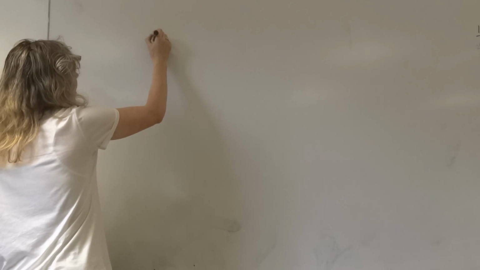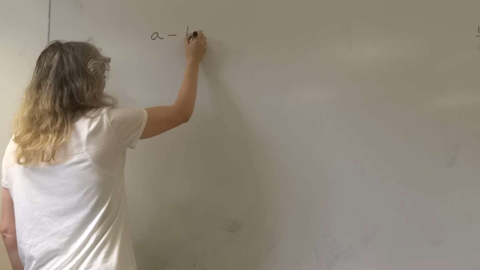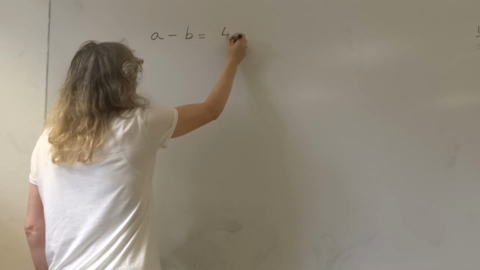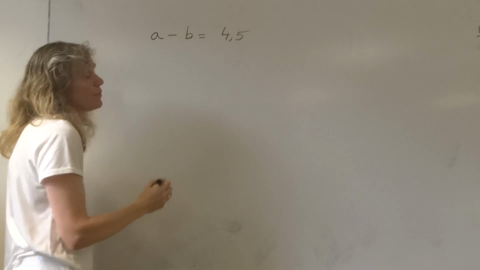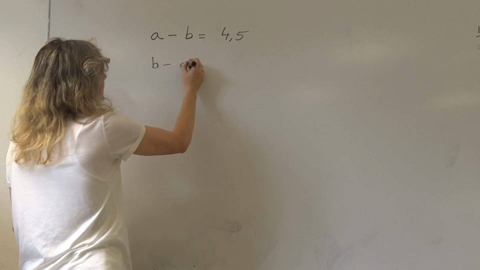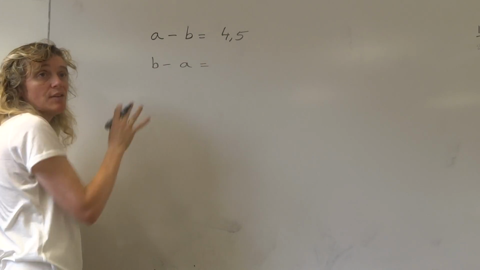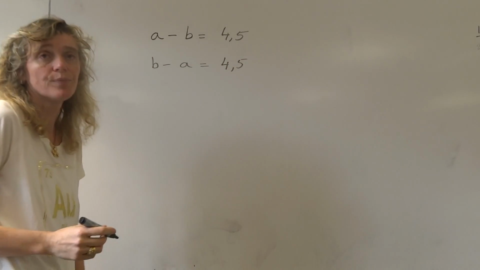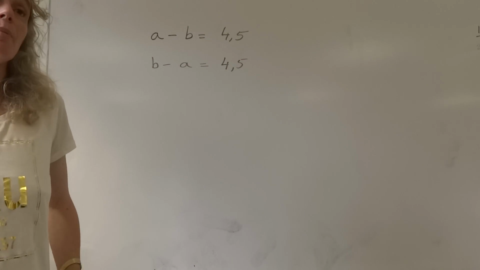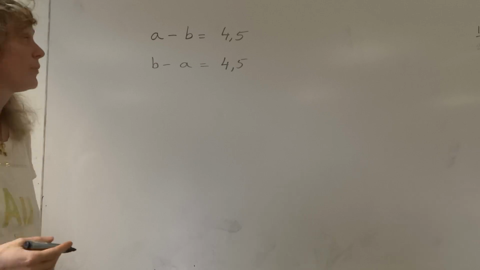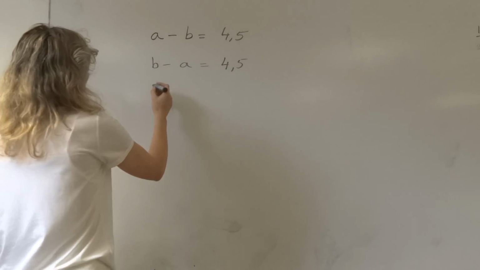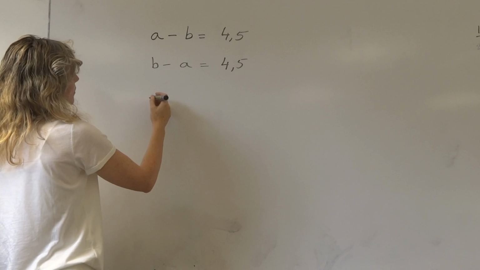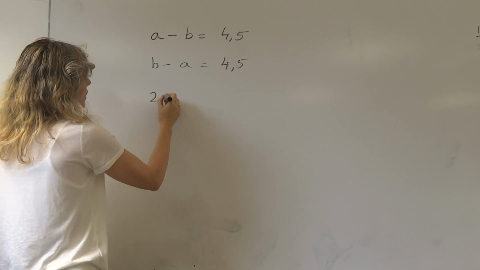We have a question now where we have two numbers and we don't know what they are, but we do know that if we take a minus b, we get the answer 4.5. Or we could be doing b minus a. We don't know. We just know that the difference between these two numbers ends up being 4.5. And we know that one of those numbers is 20. So let's say that the first number is 20.